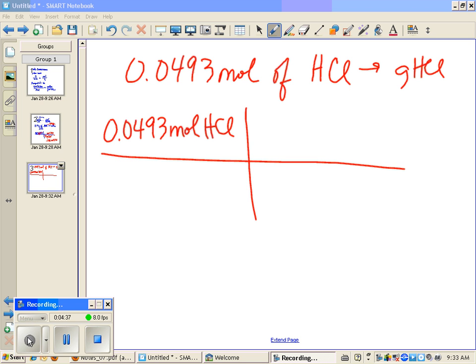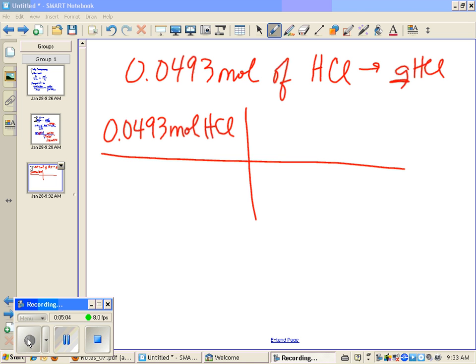So here I have HCl. I'm looking for grams. Remember, if I have grams in the problem, I'm going to use molar mass from the periodic table. All right, so now I'm going to look up the mass of HCl. Chlorine is 35.5, hydrogen is 1, so that's going to equal 36.5. Now, remember, I can write that 36.5 grams over moles, or 1 mole over 36.5 grams. Which way do you think I want it?